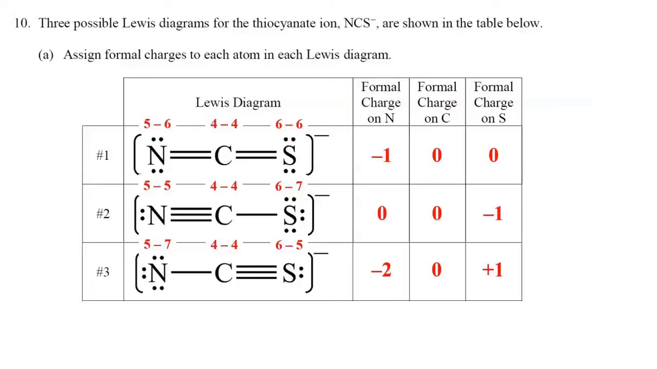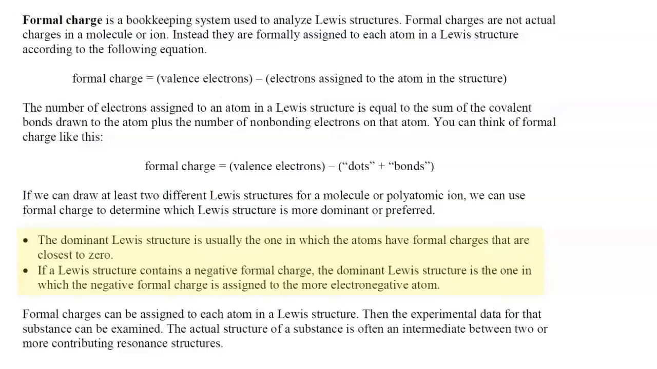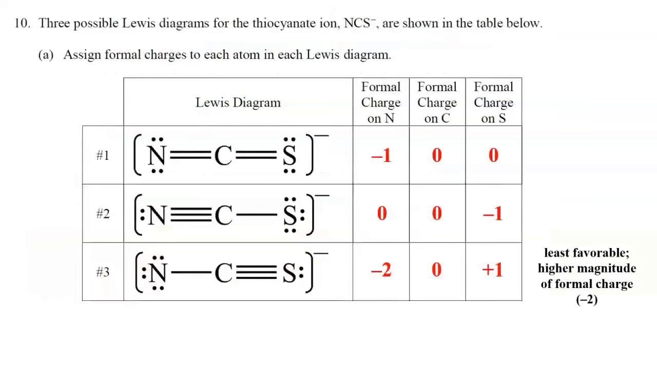So of the 3 Lewis diagrams, we're trying to get formal charges as close to 0 as possible. I would say that Lewis diagram number 3 is probably the worst. If there is a negative formal charge, the dominant Lewis structure, or the one that is the most favored, is the one in which the negative formal charge is assigned to the more electronegative atom. So again, Lewis structure number 3 is probably the least favorable because of that higher magnitude of formal charge. A -2 formal charge is not preferred.